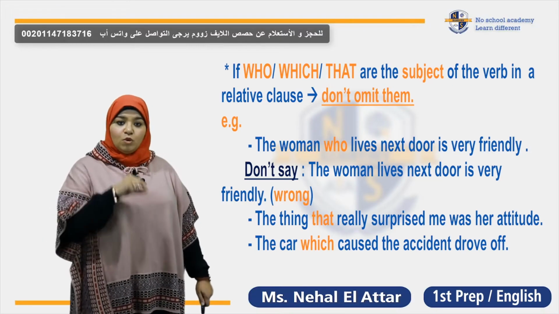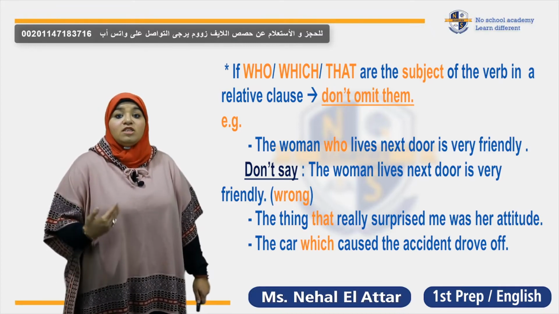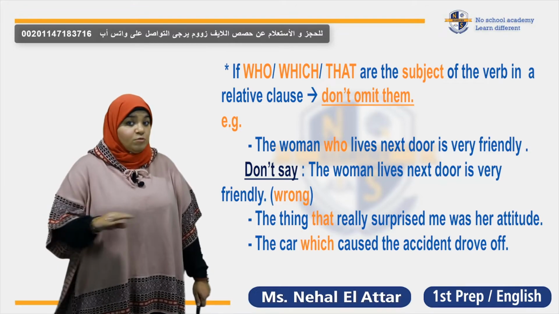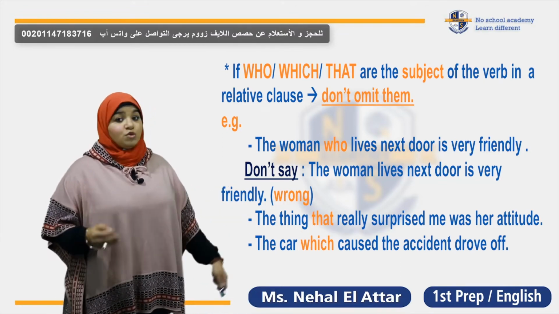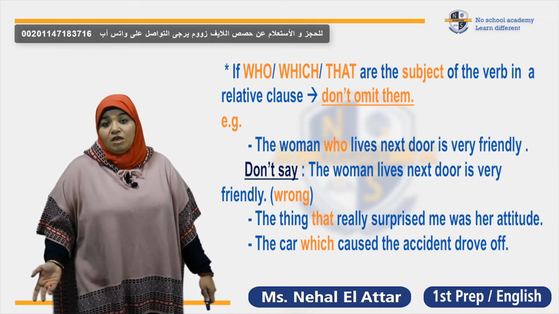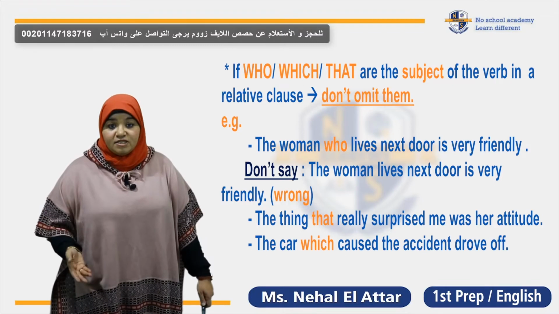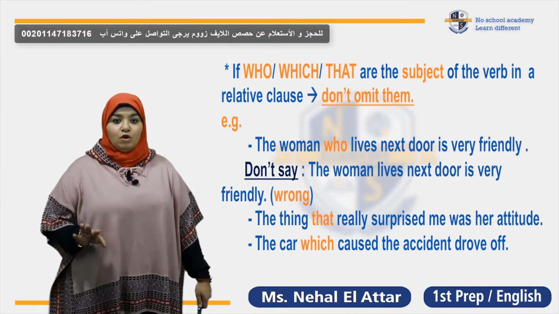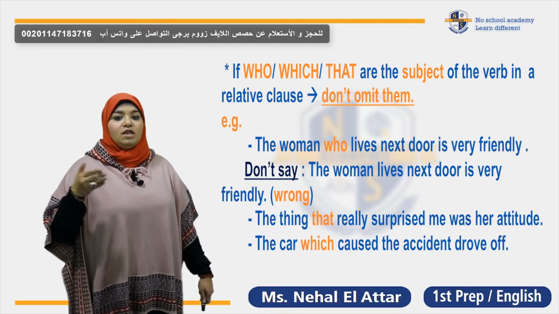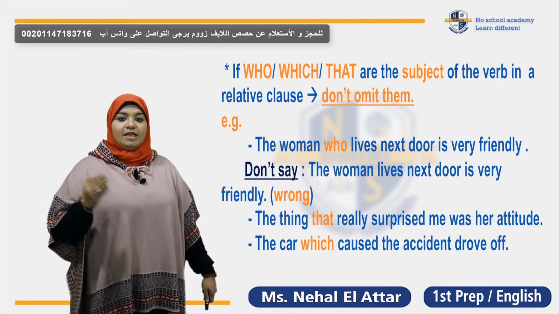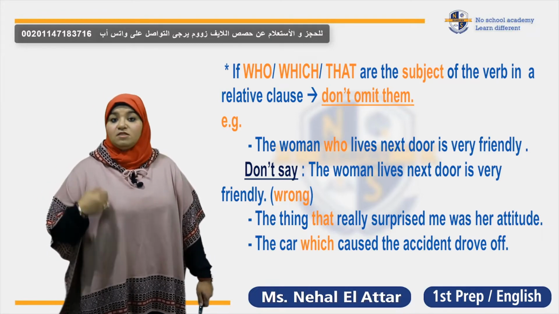Why? Because the woman is the person who lives. She is the doer of the verb. By this, we call it the subject. In the case of the subject, don't omit any relative pronoun. You see? The thing that truly surprised me was her attitude. The car which caused the accident drove off. So the attitude is the subject of the sentence, what surprised me. The attitude is the doer of the surprise. The car is the doer of the accident, and so on.